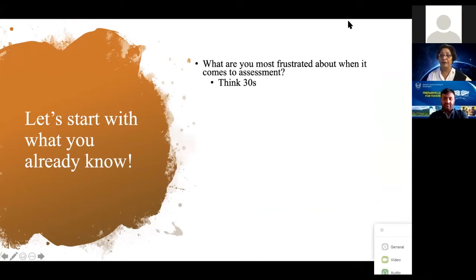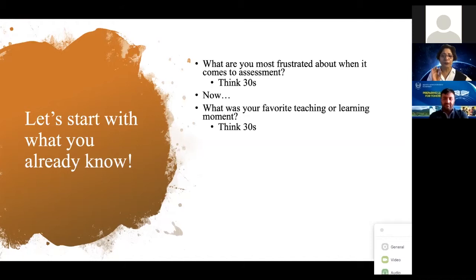So what I would like all of the participants to do is to think about what is the most frustrating thing about assessment. I am going to give you 30 seconds to think about it. And hopefully all of you have a pen and paper ready with you. I would like you to write it down, actually. And if you're done with that, think about what is your favorite teaching or learning moment. Think for 30 seconds and write that one down also. A very frustrating moment about assessment, and then a favorite teaching moment for you.